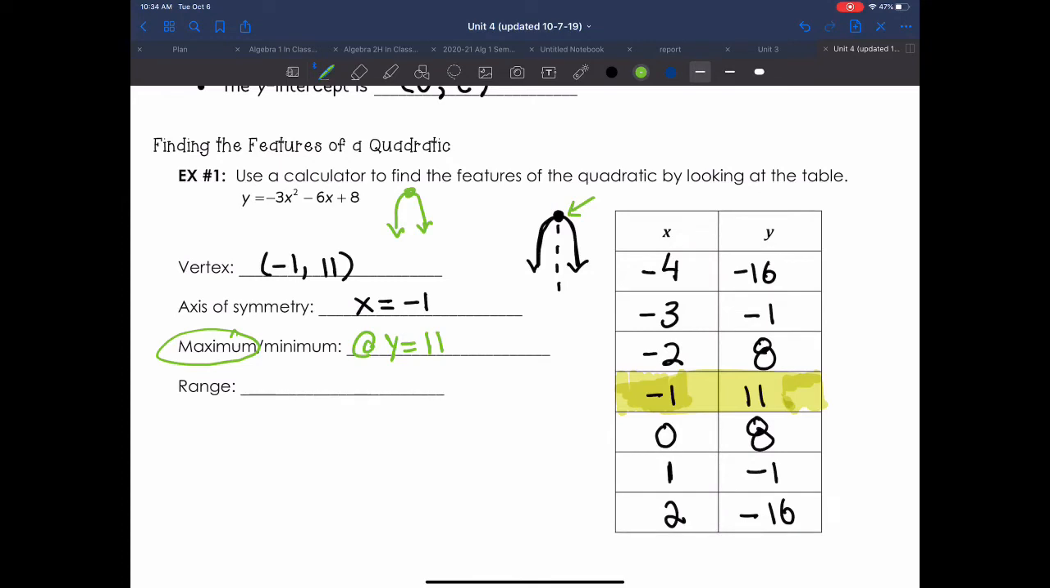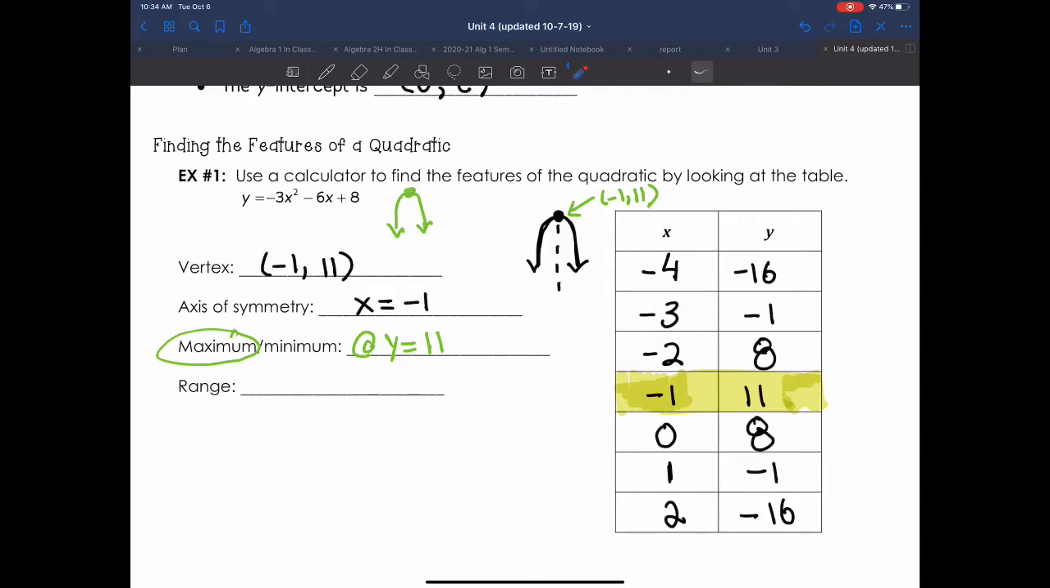Now I want to think about this as well. So what is my range going to be for this function? Well, once again, if I know that the top of my graph is going to be right up here at the vertex, negative 1, comma 11, my range is going to be all of the y values that fall below that vertex because that graph is going forever and ever in the downward direction.